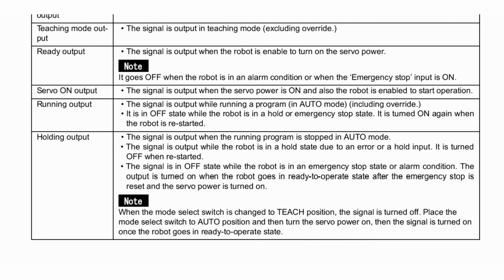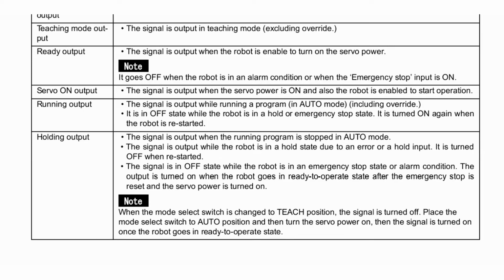It is in off state while the robot is in a hold or emergency stop state. It is turned on again when the robot is restarted. Holding output. The signal is output when the running program is stopped in auto mode. The signal is output while the robot is in a hold state due to an error or a hold input. It is turned off when restarted.